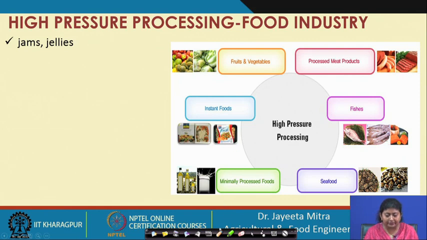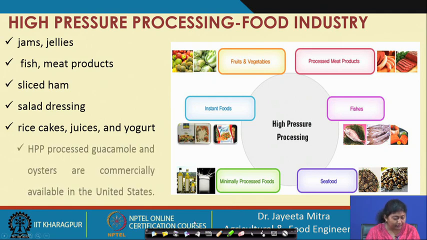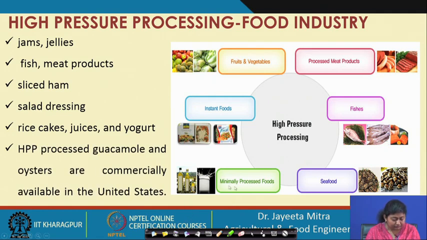So, high pressure processing is applied in many cases in the food industry. For example, fruits and vegetables, processed meat products, fish, seafood, minimally processed food, and instant food. These areas include sliced ham, salad dressing, rice cake, juices and yogurt. So, all these are the areas where HPP is applied.